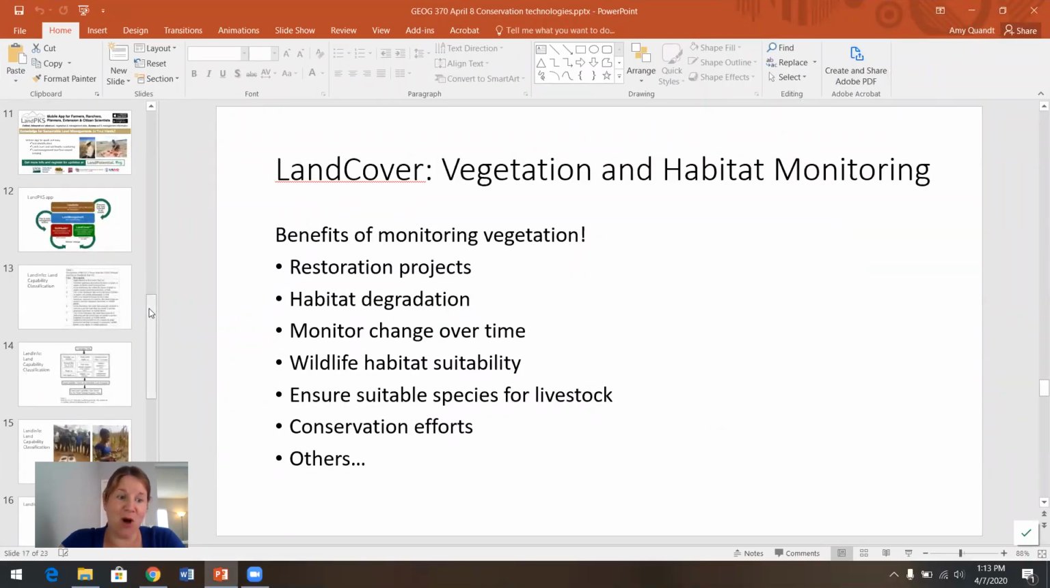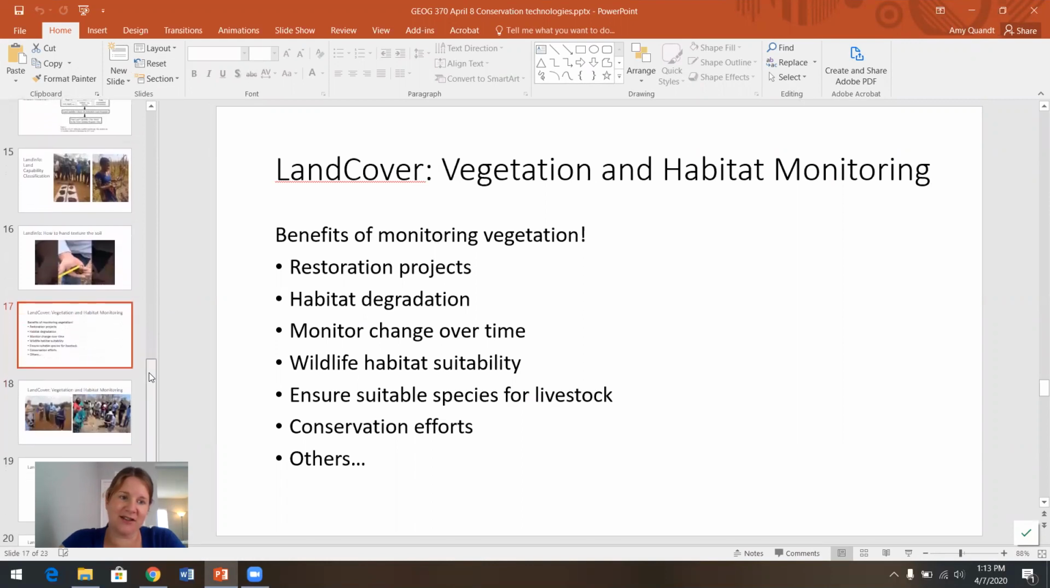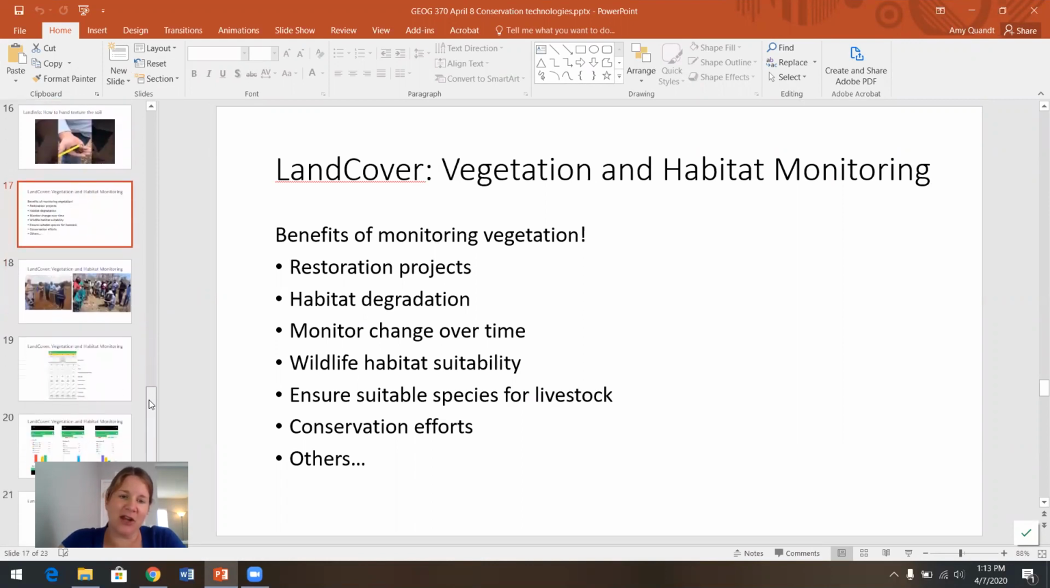So another module of the app is this land cover, which actually is being used for conservation purposes as well. Here's some examples of some of the projects. It basically walks you through how to monitor vegetation. So that's obviously important if you're doing a vegetation restoration project. How is that going? If you're monitoring habitat degradation over time, certain wildlife species rely on certain types of plants. Maybe some rely on trees, others more on grasses. And this is really important, and this does help you monitor change over time.